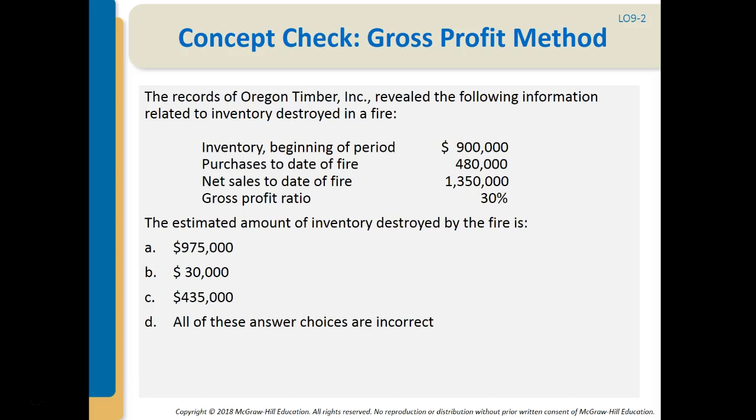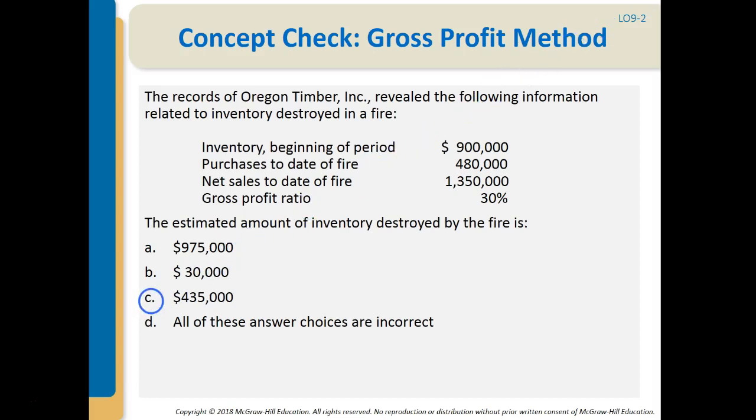The records of Oregon Timbers revealed the following information related to inventory destroyed in a fire. The beginning inventory is $900,000, purchases to date of fire $480,000, net sales to date of fire $1,350,000, and the gross profit ratio of 30%. The estimated amount of inventory destroyed by the fire is $975,000, $30,000, $435,000, or all of these answers are incorrect.